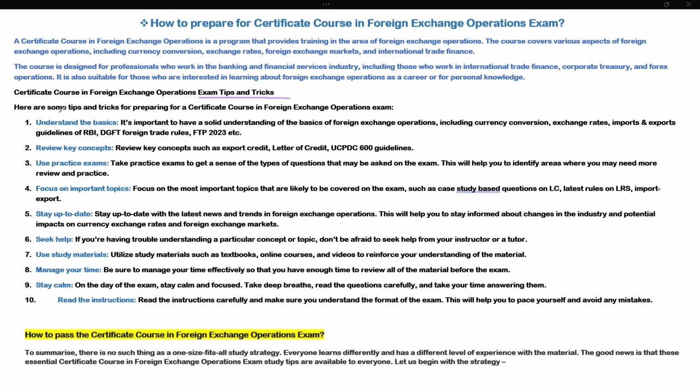The first tip is understanding the basics. It is very important that you know the basics of foreign exchange. That includes foreign exchange operation, currency conversion, exchange rate, imports and exports, guidelines of RBI, DGFT, foreign trade rules, and Foreign Trade Policy 2023. These are the main areas, and you should have an understanding of these basic things.